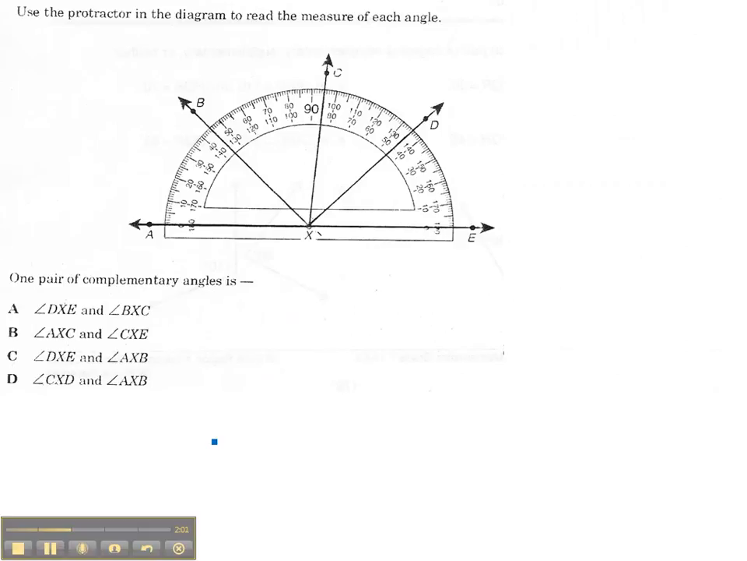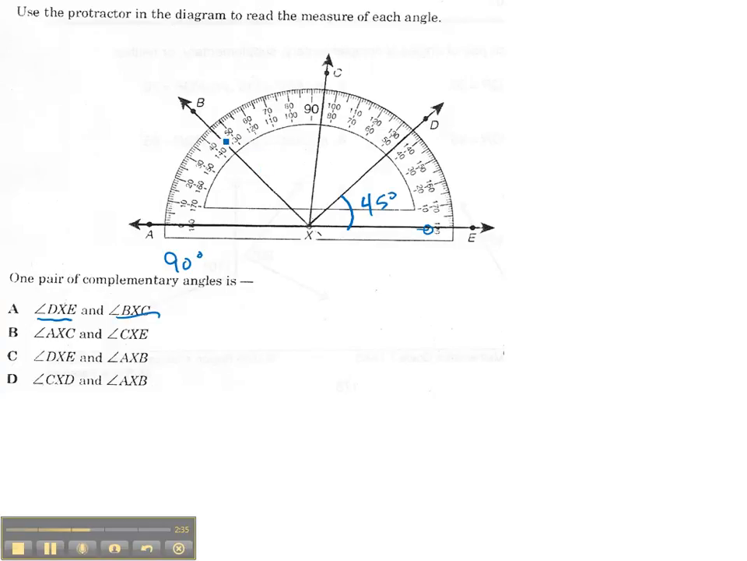Next problem, at the bottom of the page, says to use the protractor in the diagram to read the measure of each angle. And we're trying to find a pair of complementary angles. Answer choice C says that, remember, complementary angles will add up to 90 degrees. DXE is this angle, and if we start, it starts at 0 on the inside scale and goes to 45, so that's a 45-degree angle. It says that that angle and BXC are complementary.